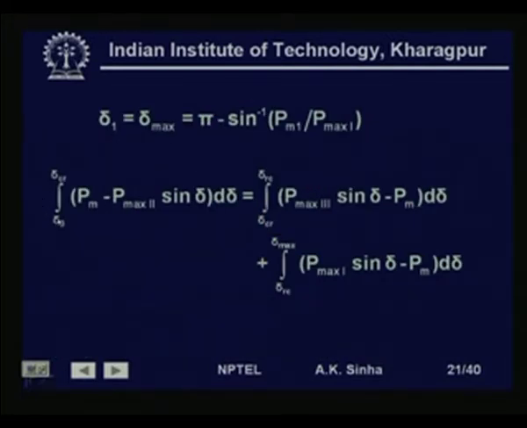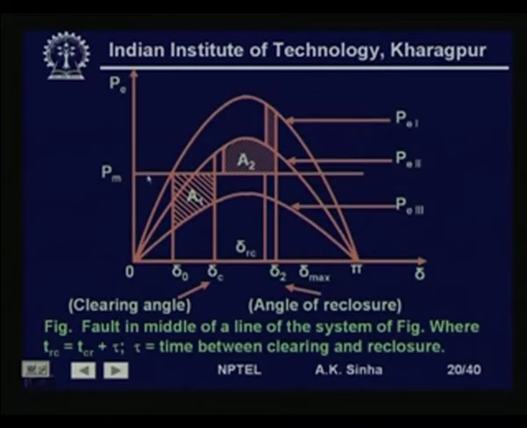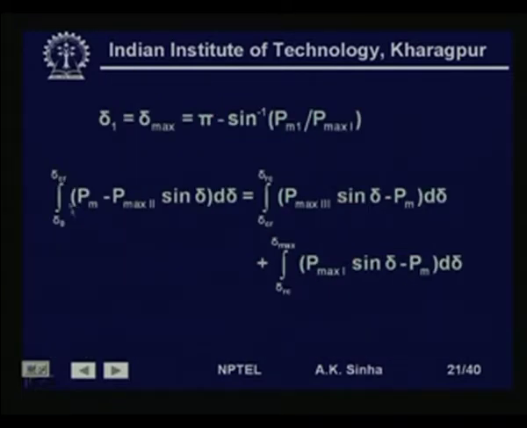So, if we look at the accelerating area, it is from delta 0 to delta clearing, P m minus P max 2 sin delta d delta, that is, P m minus P max 2 sin delta, this area from delta 0 to delta C, this delta clearing, is what we get.